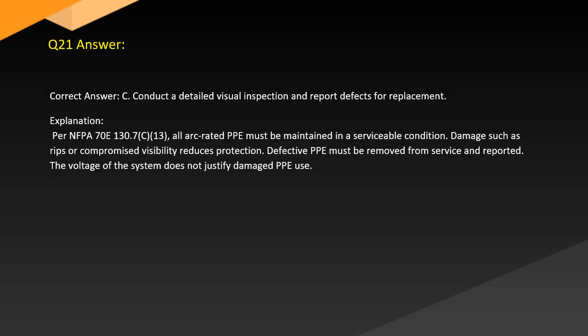Answer. Correct answer: C. Conduct a detailed visual inspection and report defects for replacement. Explanation. Per NFPA 70E 130.7(C)(13), arc-rated PPE must be maintained in a serviceable condition. Damage such as rips or compromised visibility reduces protection. Defective PPE must be removed from service and reported. The voltage of the system does not justify damaged PPE.